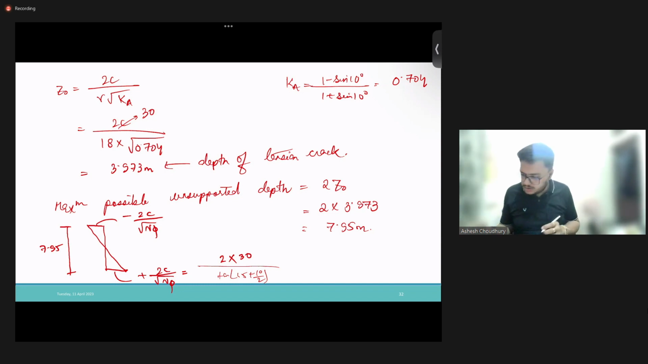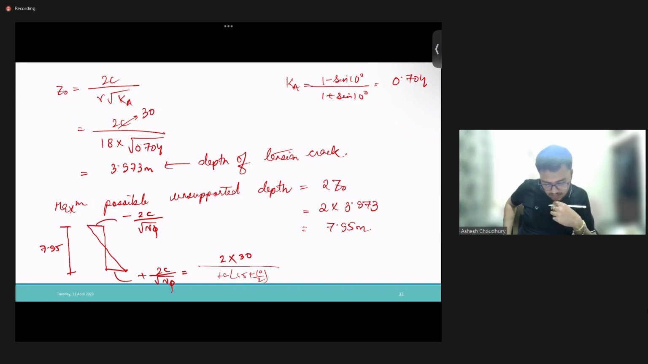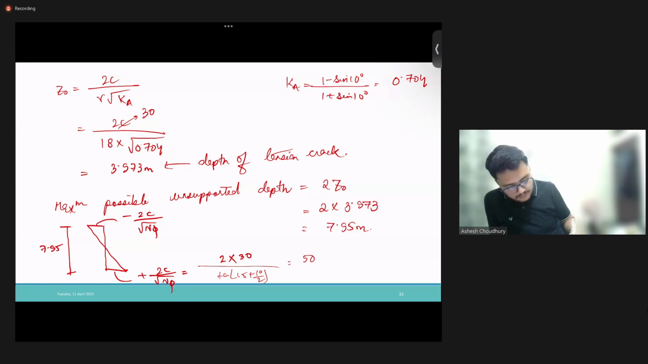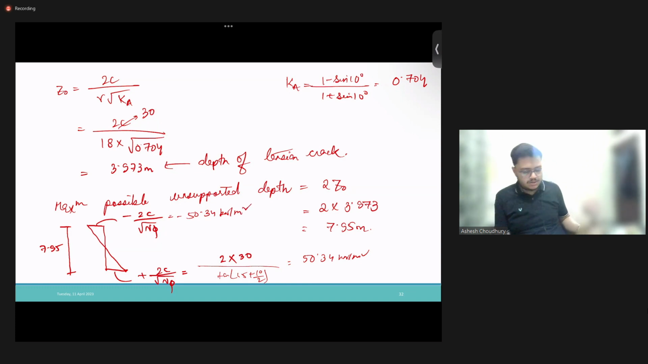Oh, sorry. I did a mistake. Then what should it come? Okay, angle I made a mistake. So it's coming 10 by 2 as 50, 50.34 square, and this is minus 50.2 square.